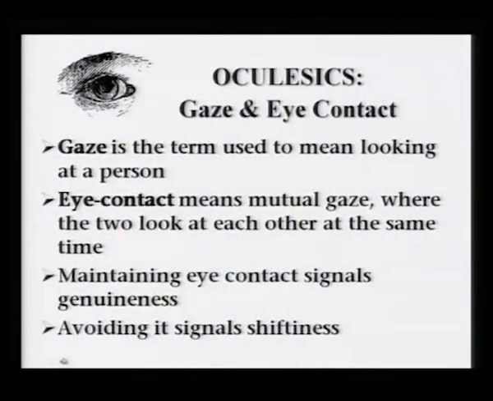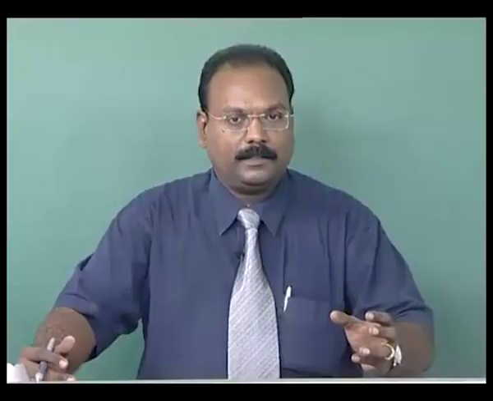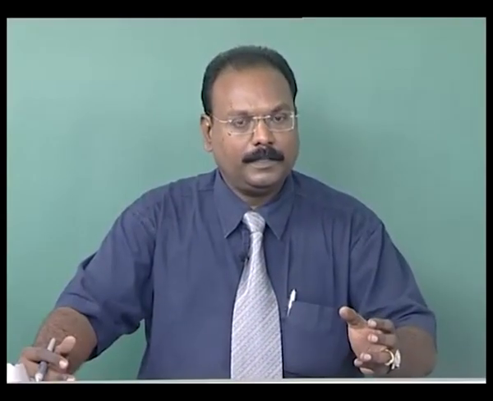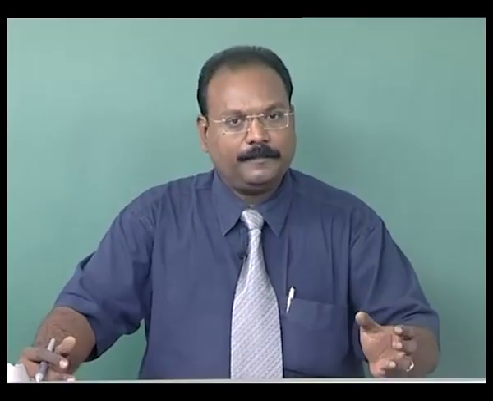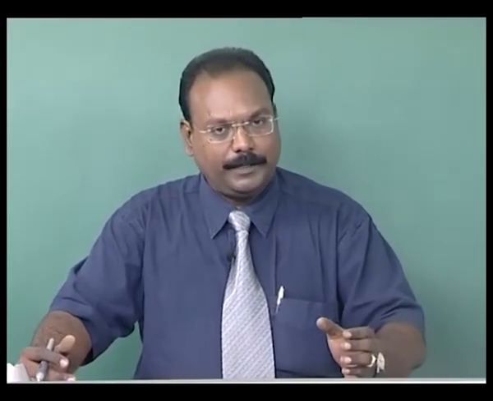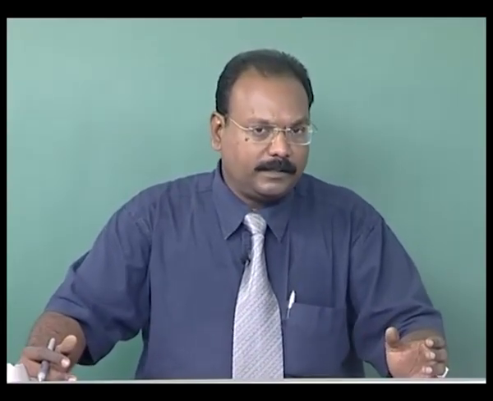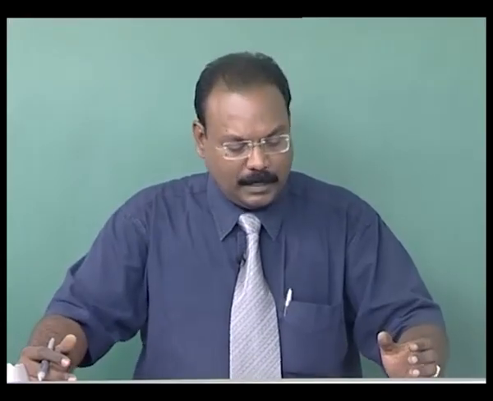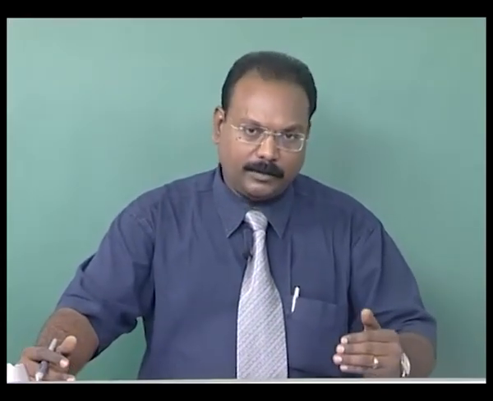Now, maintaining eye contact signals genuineness. This I said at the beginning also. If a person is avoiding eye contact, it is thought to be somewhat deceptive, dishonest, and the person is trying to escape addressing some issues directly. And avoiding it actually signals shiftiness.